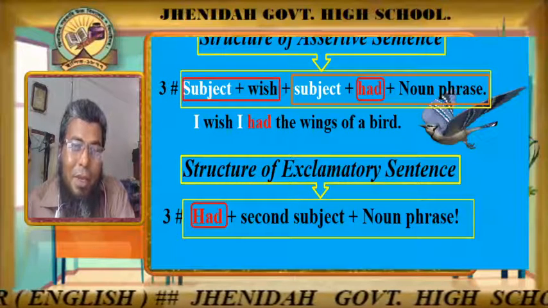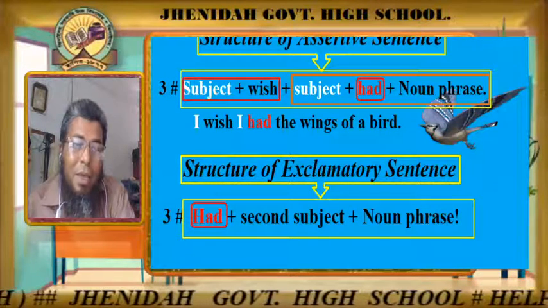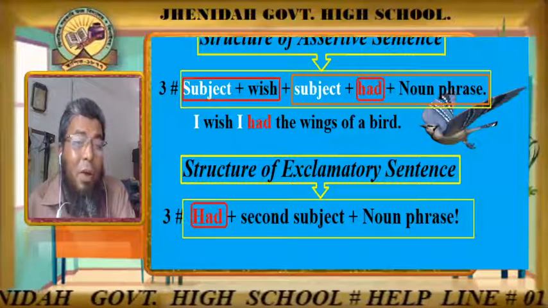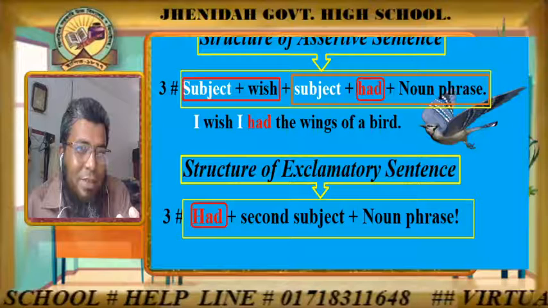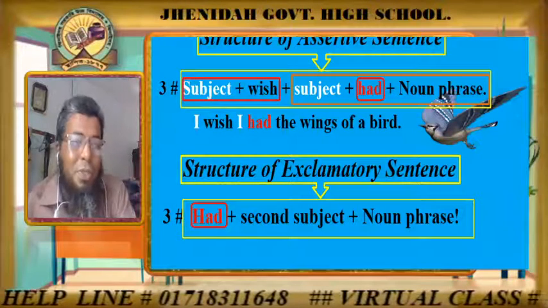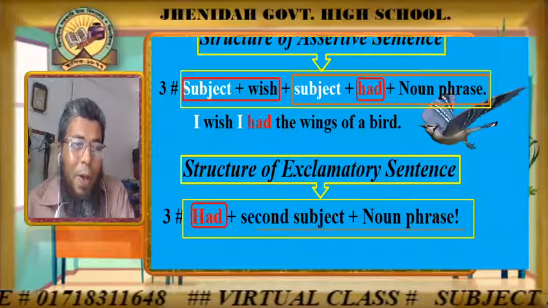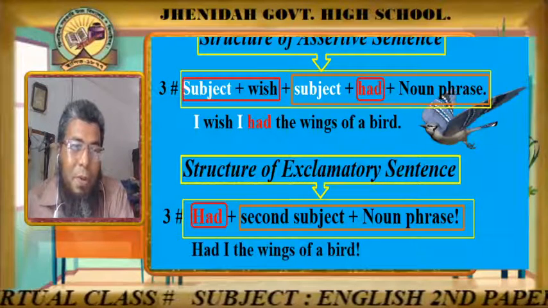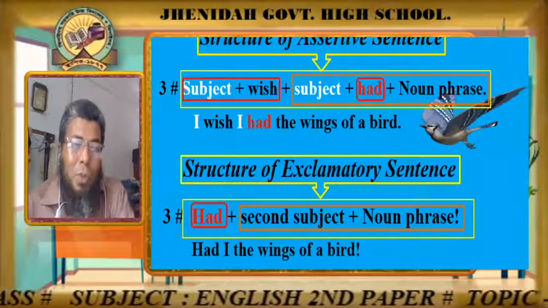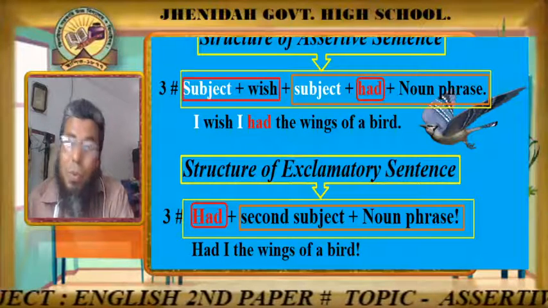I think I am able to make you understand. Okay, the example of the sentence: I wish I had the wings of a bird. That is, had I the wings of a bird.